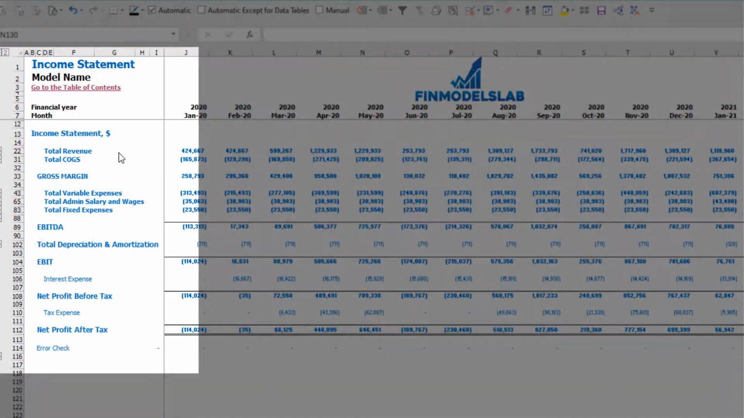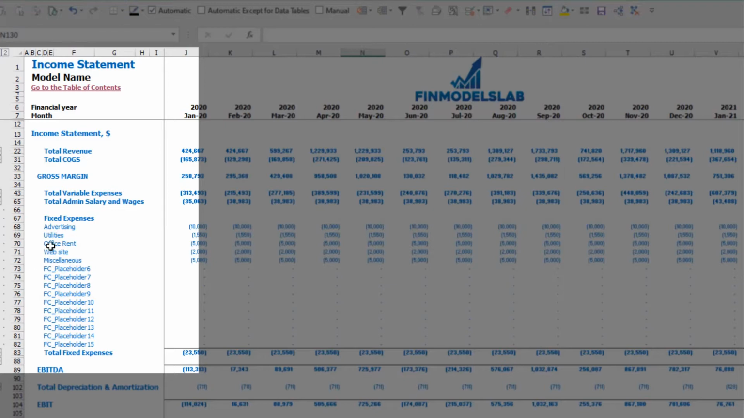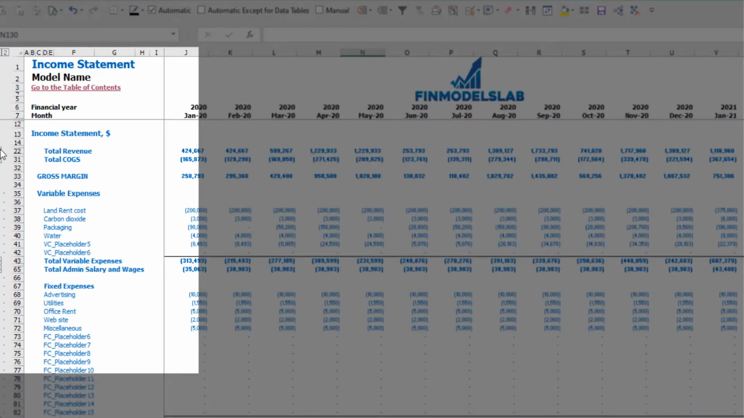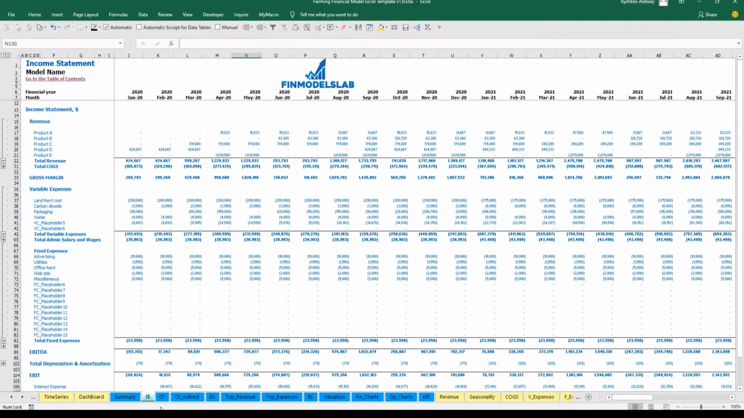On the income statement tab, you may see your main components of your profit and loss, which is total revenue, total cost of goods sold, gross margin, total variable expenses, total admin salaries and wages, total fixed expenses, EBITDA, depreciation and amortization, EBIT, interest expense, net profit before tax, your corporate tax, and as a result, net profit after tax. Please note that each category has its own subcategories, so you may click on this plus button and see the detalization, for example, for fixed expenses, or for variable expenses, or for example for the revenue.